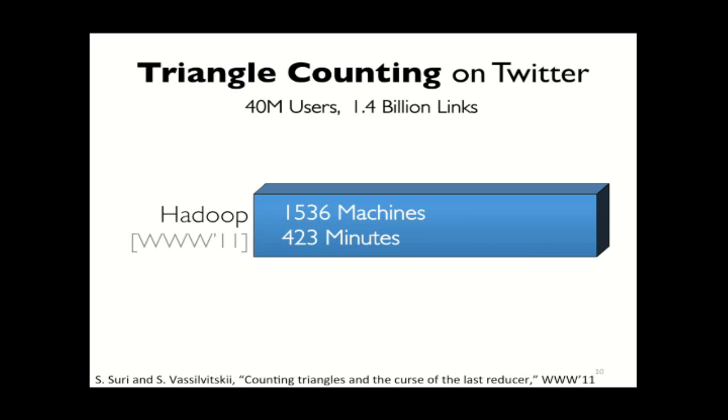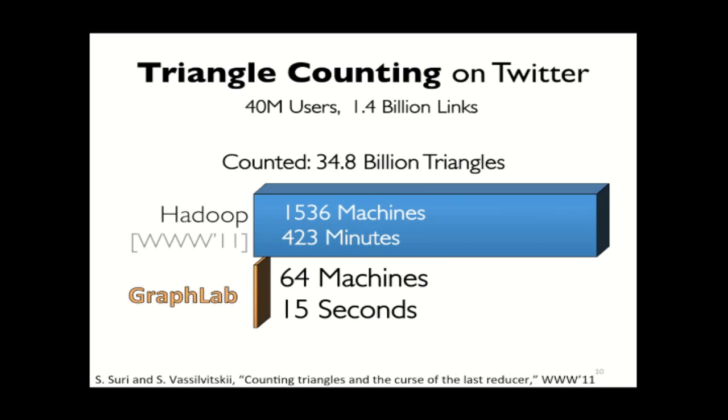Okay, so they use 1,500 machines. They're able to compute 34.8 billion triangles. That's a lot of triangles in 423 minutes. So as part of my thesis, I developed a system called GraphLab, and it's designed to compute on graphs more efficiently. And so when we run the same problem using 64 machines, we can solve the same problem in 15 seconds.